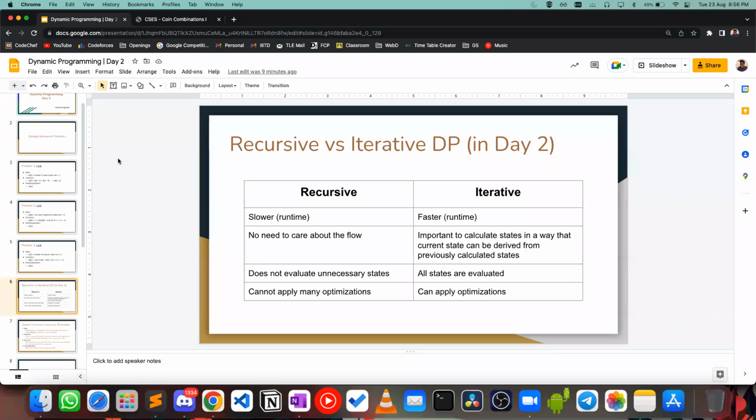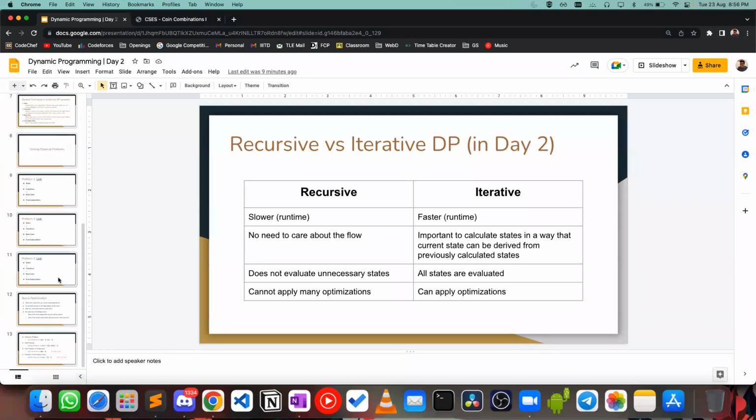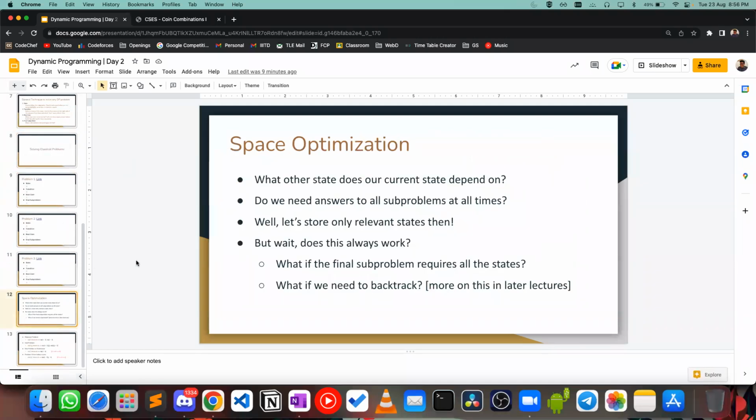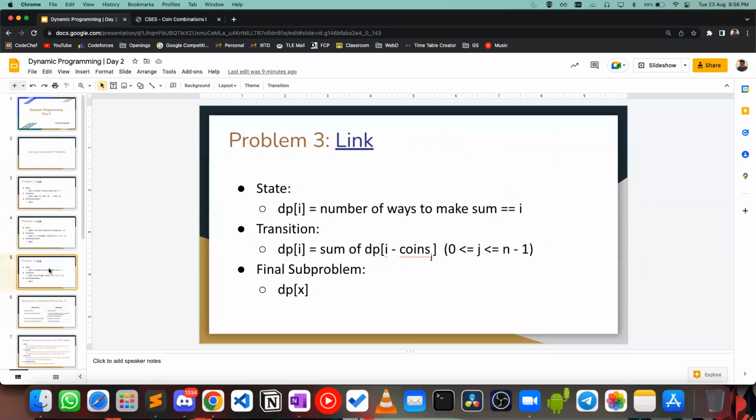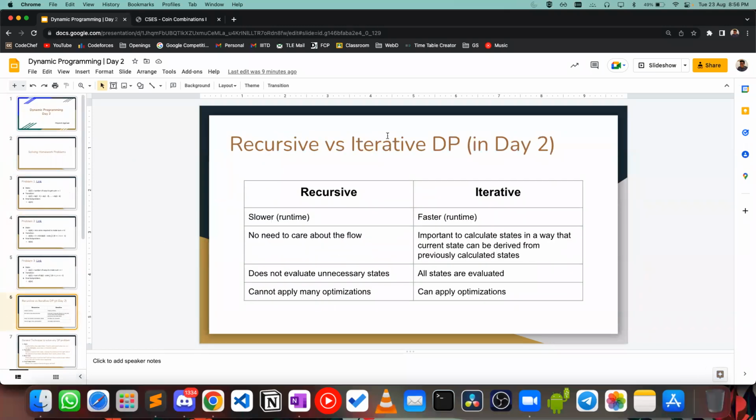Can we use a buffer of only size 6? So we'll be coming to this. I have this entire section on state optimization. This is the part where I'll be discussing this. But this slide should be clear to all of you now.